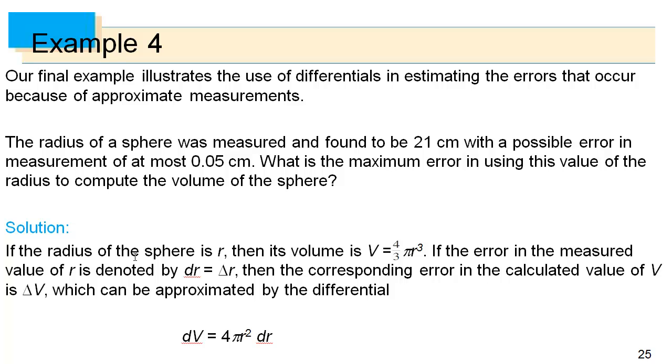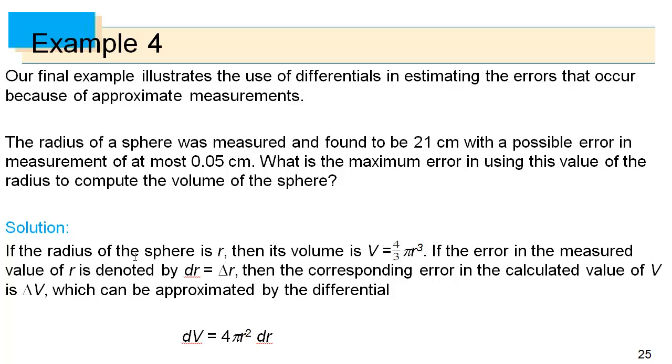So for this particular example, the radius of a sphere was measured and found to be 21 centimeters with a possible error of 0.05 centimeters. So they just know that maybe their instruments could be off by a little bit. And we want to know what's the maximum error in the value of the volume of the sphere if we use this measurement? How far off could our volume be if we're using this radius measurement?